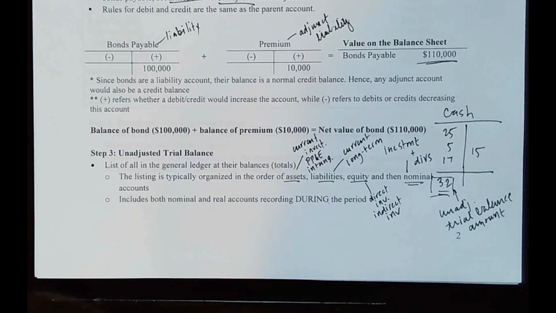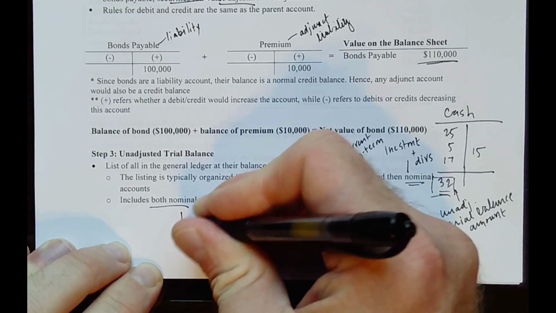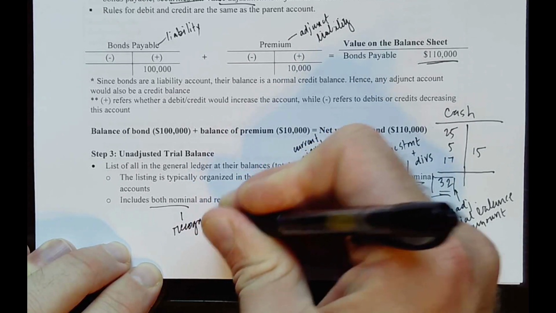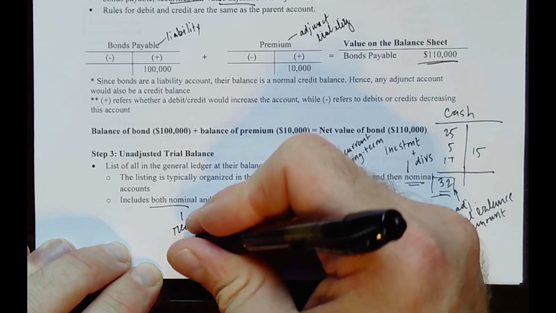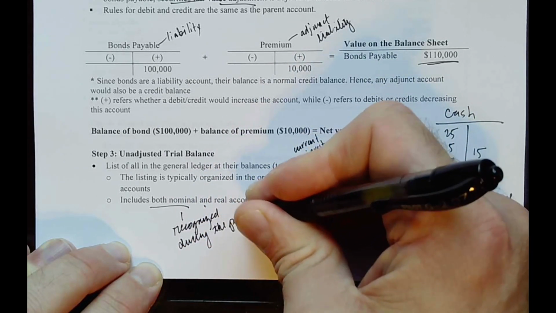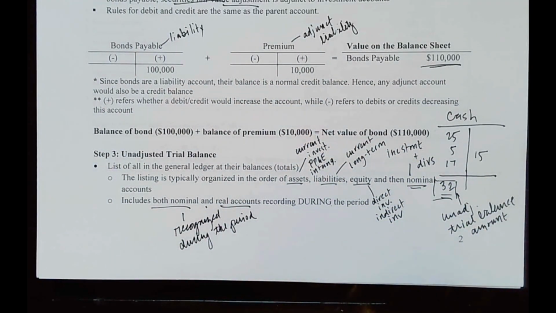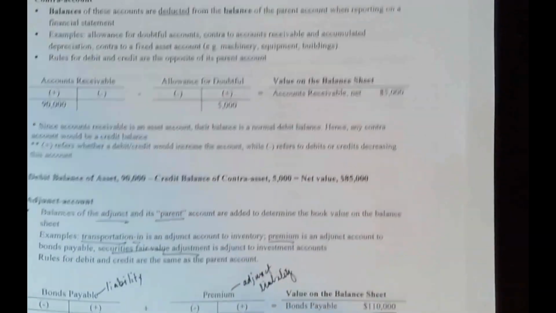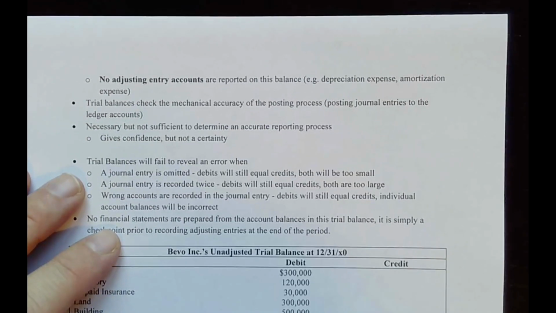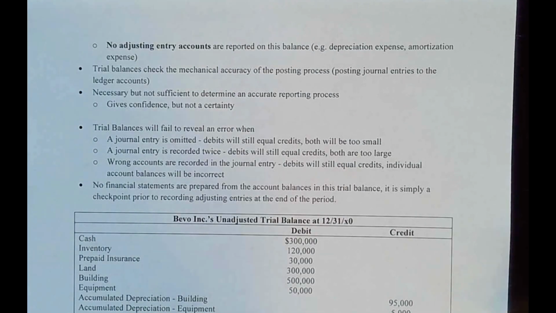These unadjusted trial balances will have nominal accounts recognized during the period. So nominal accounts are recognized both during the period and also as adjusting entries, and only the former will be present on this listing. And then real accounts, of course, will also be there that we have during this period, as opposed to at the end of the period, which would start getting into adjusting entries. No adjusting entry accounts are reported on this balance. I list the ones that will not be on there.